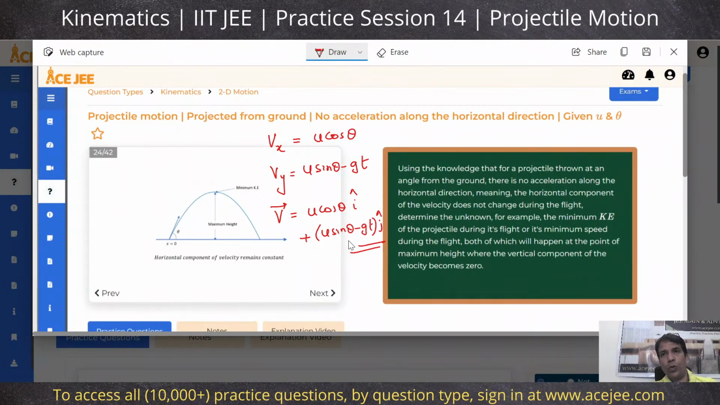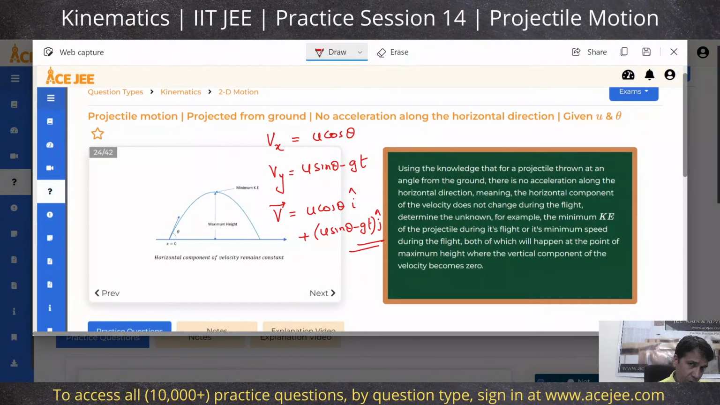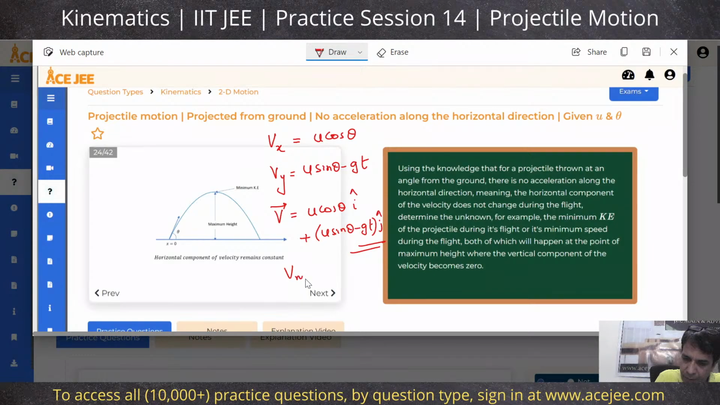Now, if somebody were to ask you, at what point is the velocity minimum? The velocity would be minimum when, beta? Chavi, Ruchika? At the top, the Vy becomes 0. So you only have u cos theta i cap. So V minimum is simply u cos theta. If somebody would ask you, when is the kinetic energy minimum? Then we know kinetic energy is minimum when the speed is minimum. Speed is minimum at the topmost point. Clear now?